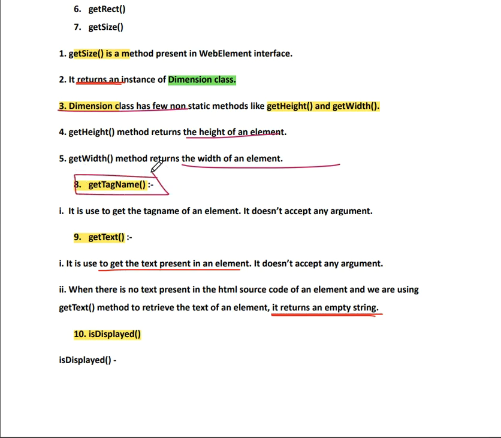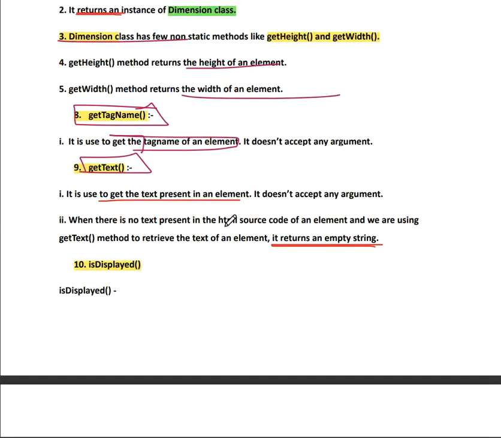After that, getTagName. getTagName is used to get the tag name of any element, and it does not accept any argument. Then there is the getText method. It is used to get the text present in the element, and it also does not accept any argument. When there is no text present in the HTML source code element and we use the getText method to retrieve the text, it will return an empty string.